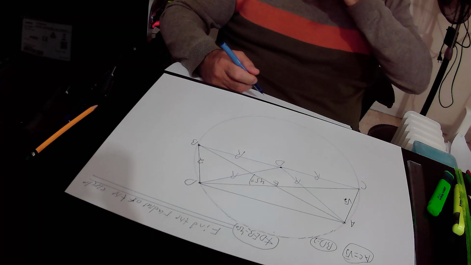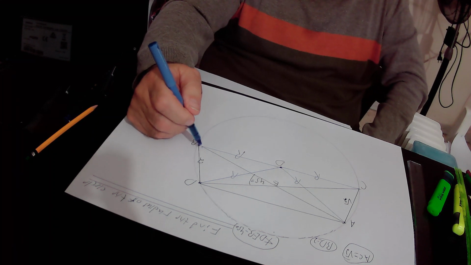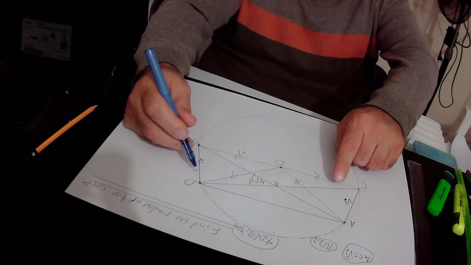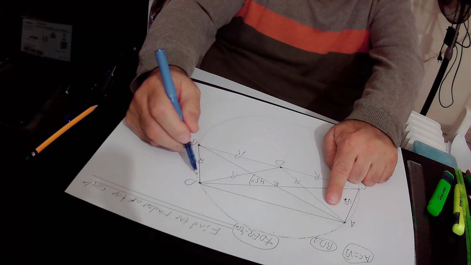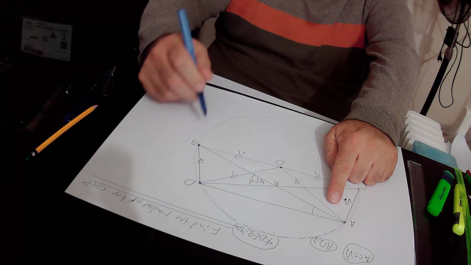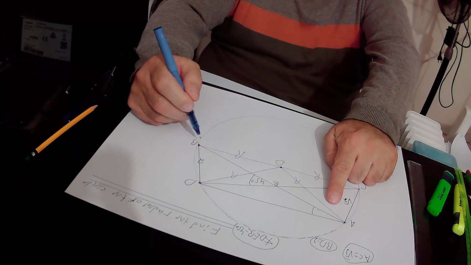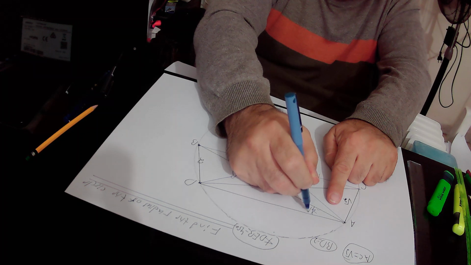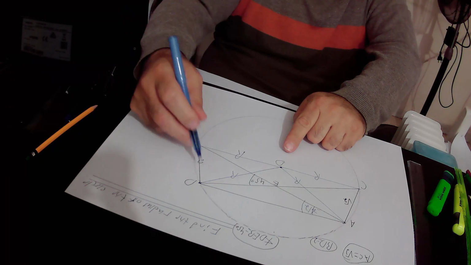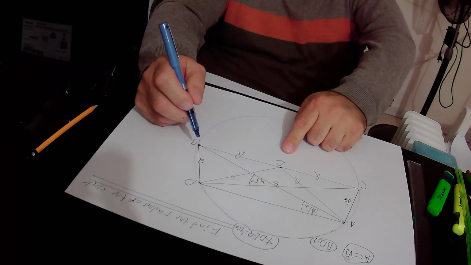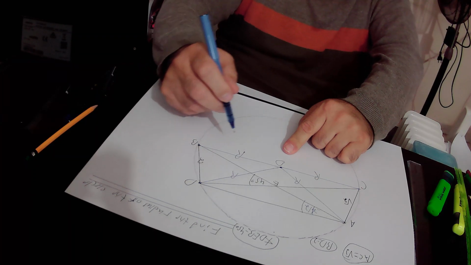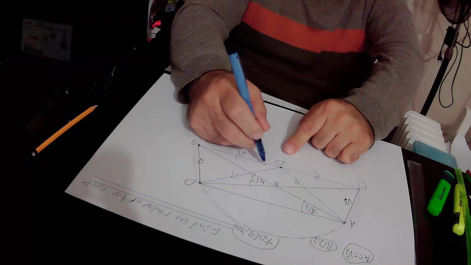Now we will focus on chord DB. This angle BAD rests on chord BD, so we'll define the size of angle BAD as x over 2, and therefore the central angle that rests on the same chord DB, BOD, must be twice as big as the peripheral angle BAD, so it must be equal to x over 2 times 2, which is x.